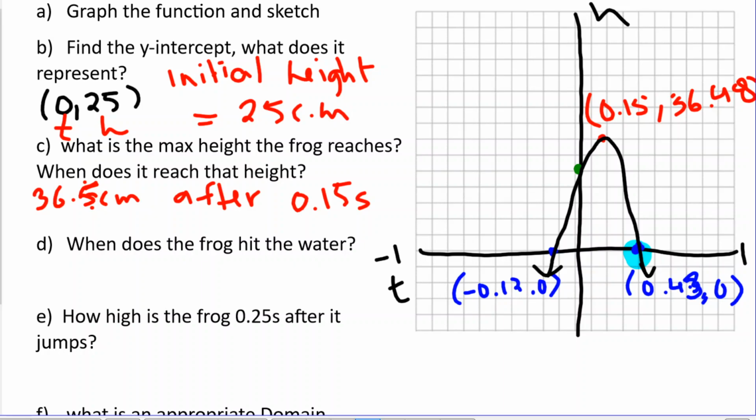So the frog hits the water at 0.43 seconds.